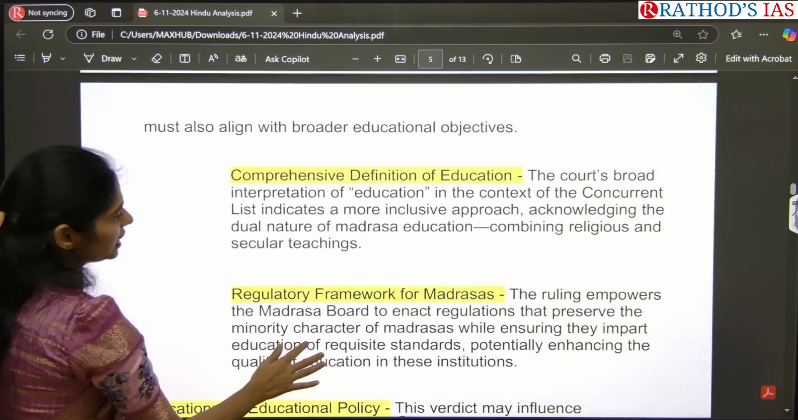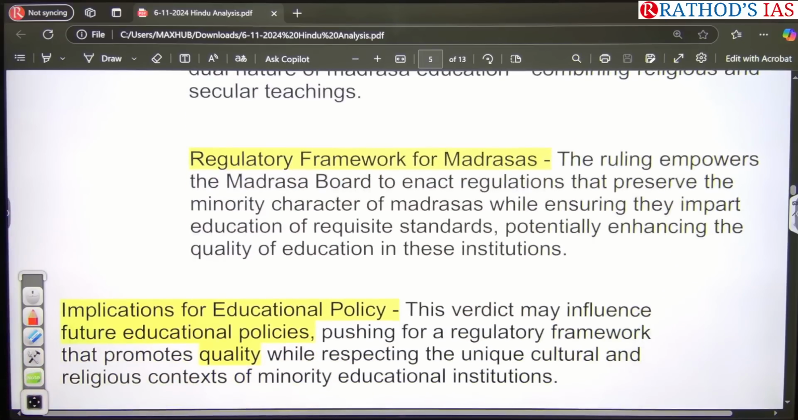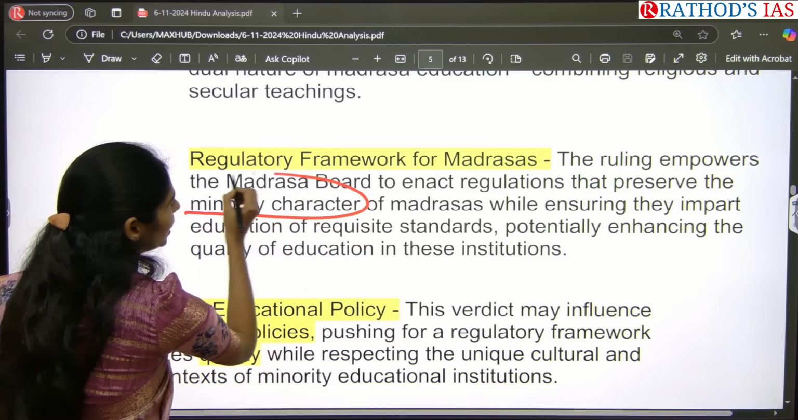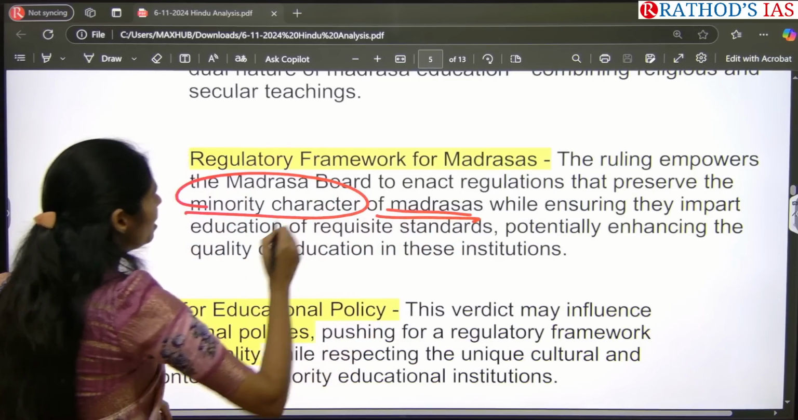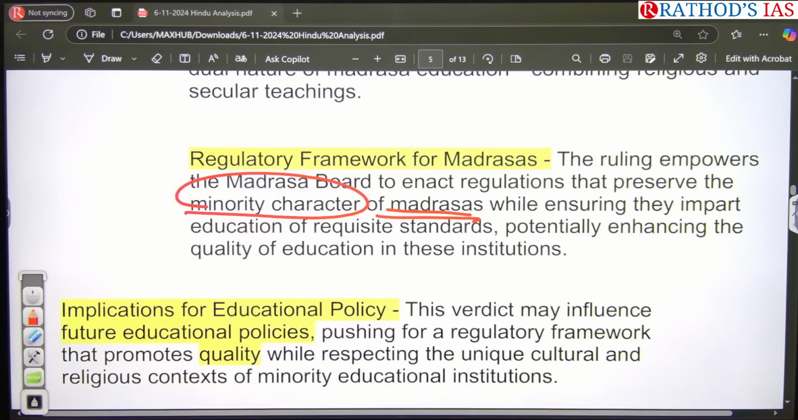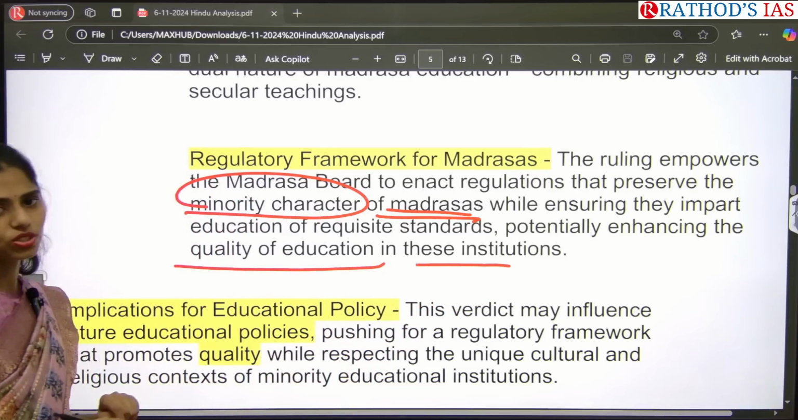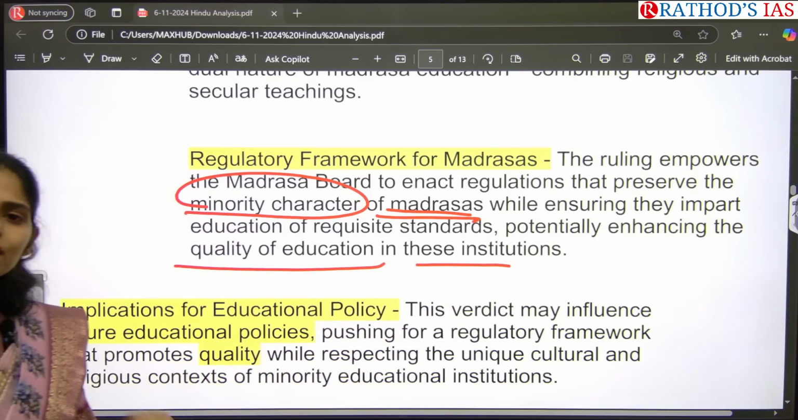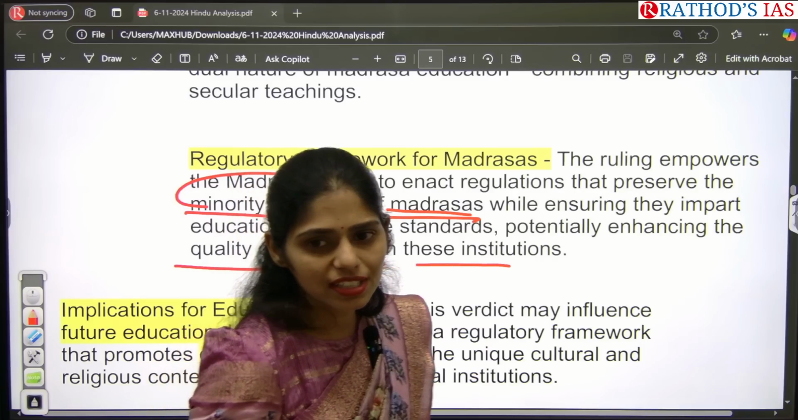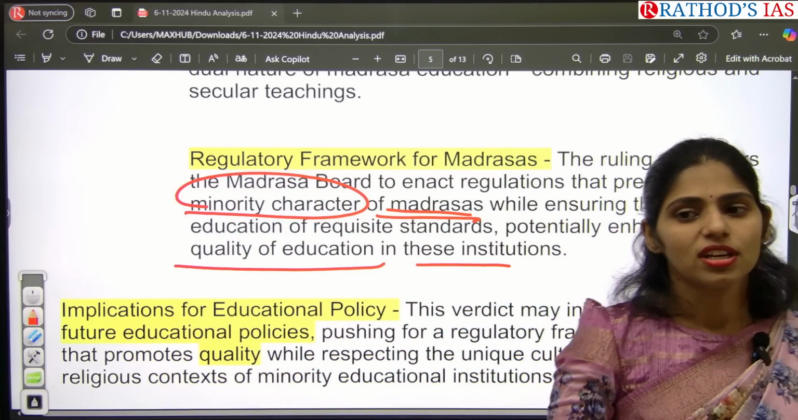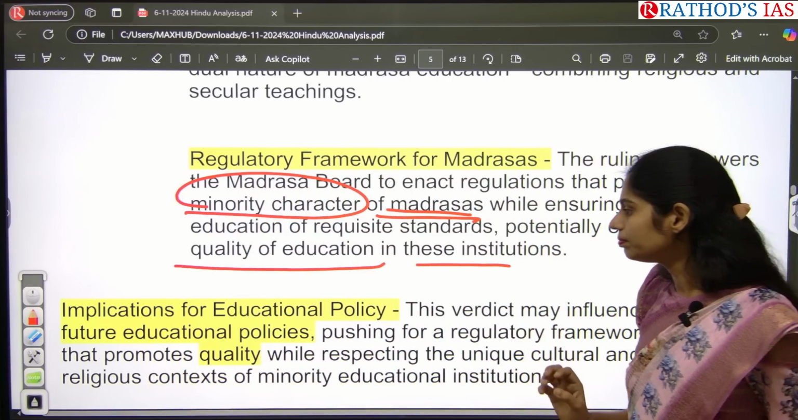So this ruling is saying that, yes, we have a madrasa board, and this madrasa board can enact regulations, and they can preserve their minority character of madrasas. But even they have to focus on providing standard education in madrasas, so that we can enhance the quality of education in these institutions. We have to impart even life skills for the students who are studying in madrasas, not only just to get the secular teachings.